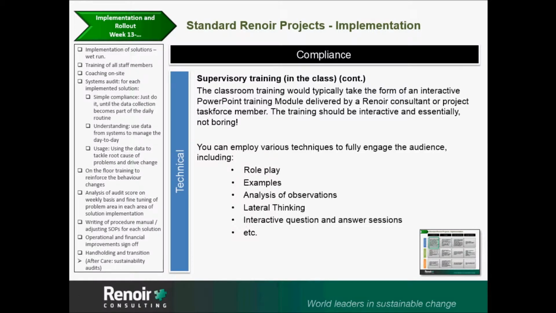The classroom training would typically take the form of an interactive PowerPoint training module delivered by a Renoir consultant or project task force member. The training should be interactive and essentially not boring. You can employ various techniques to fully engage the audience, including role play, examples, analysis of observations, lateral thinking, and interactive question and answer sessions.